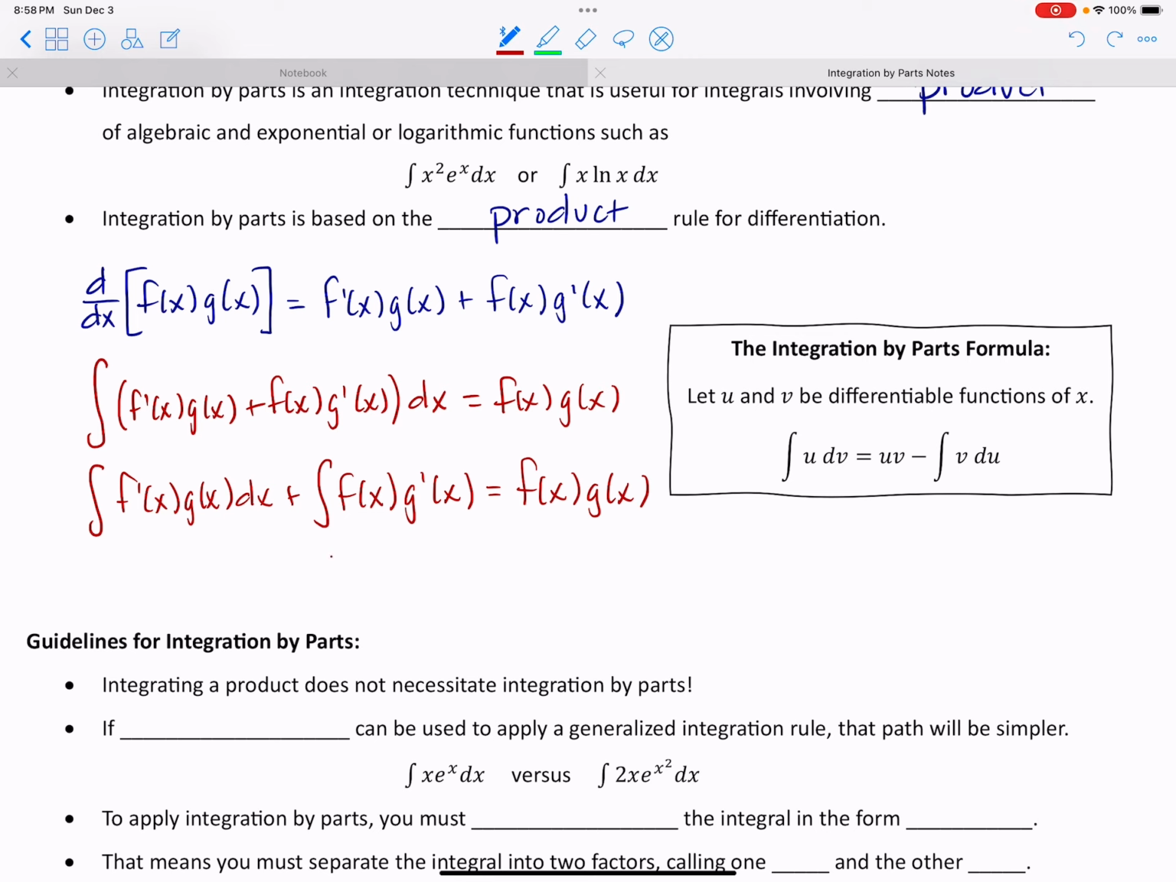So I'm going to leave this one here, the integral of f of x g prime of x. Oops, forgot my differential in that one. You hopefully were noticing that I forgot that differential.